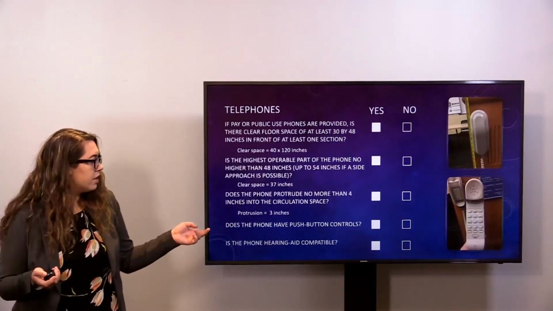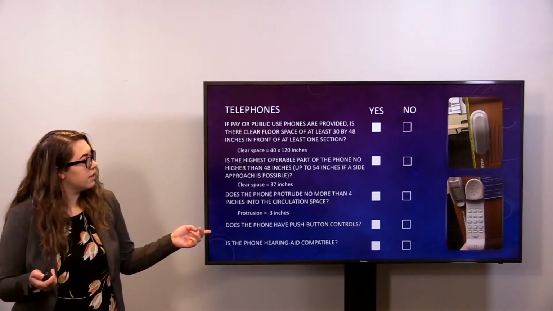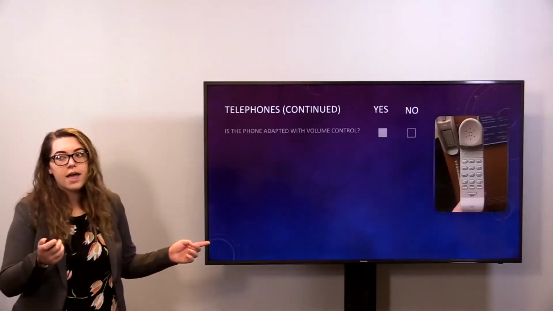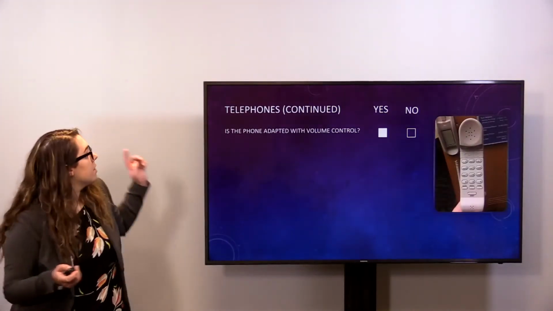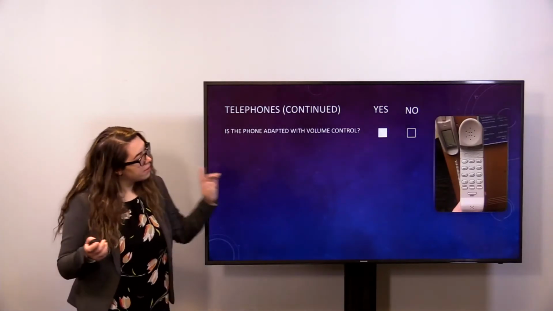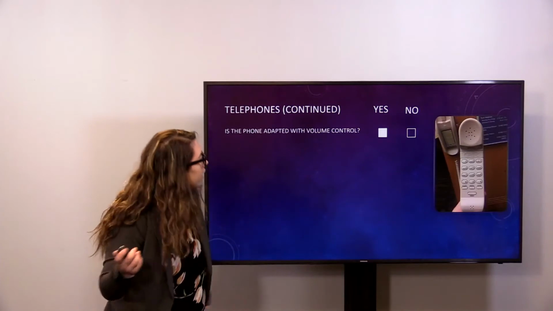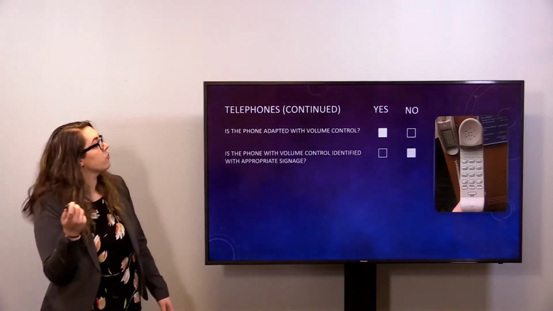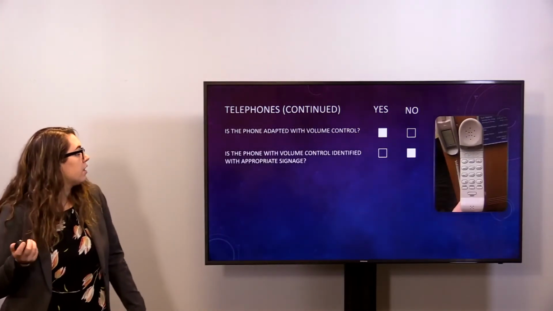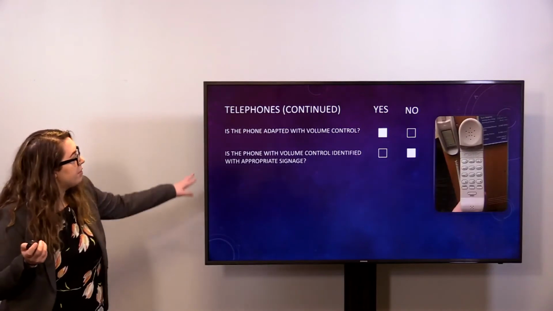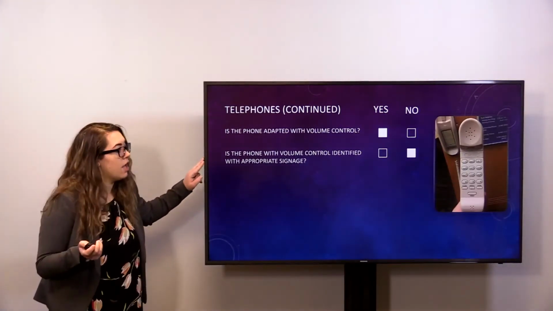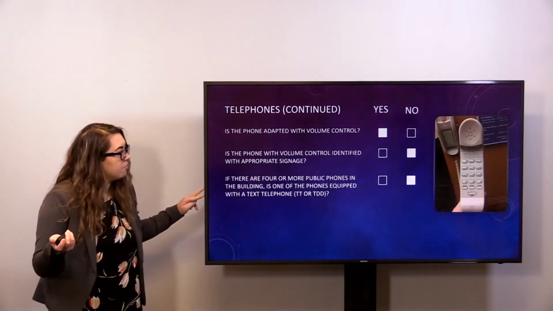Is the phone hearing aid compatible? And yes, it is. Then on to the next slide. Is the phone adapted with volume control? The bottom right button over there says high volume, so there is volume control. Is the phone with volume control identified with the appropriate signage? It does not say that, so no.